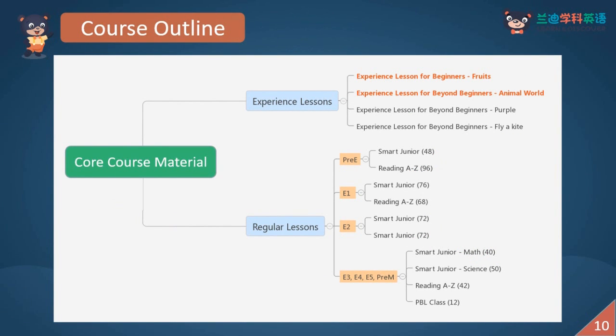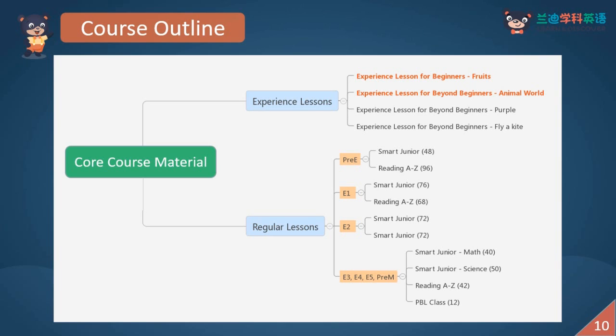Here's the core course material, which consists of the experience lessons and the regular lessons. There are 4 different experience lessons currently in use for non-registered students to try. However, the 2 highlighted in red are the most commonly booked by students. Regular lessons are classes taught to our registered students. After signing up for the course, they are tested and placed into a level.